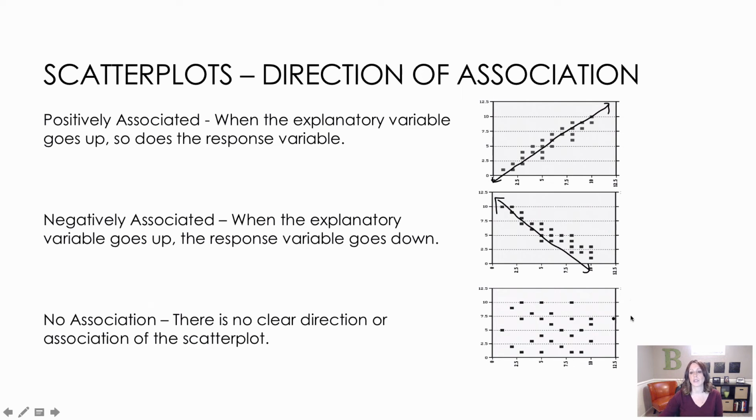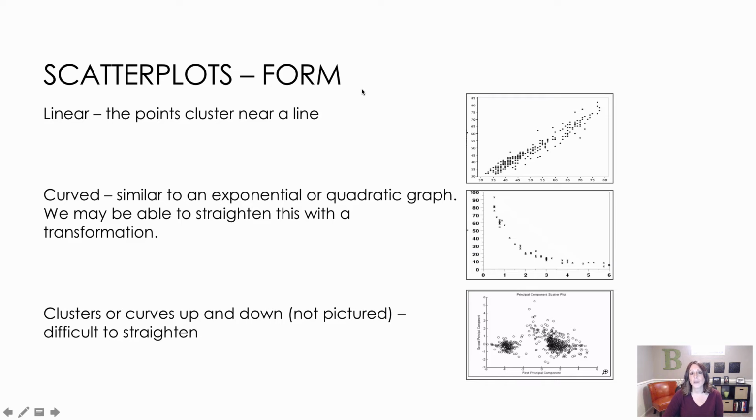Or is there no association? Looking at this scatter plot, it doesn't really look like there is a relationship, so that would be no association. So when we describe a scatter plot, the first thing we talk about is the direction: positive, negative, or no association. Then we have the form.